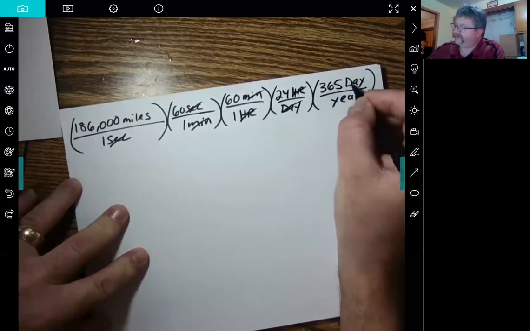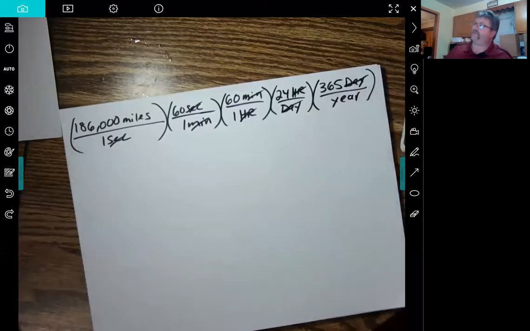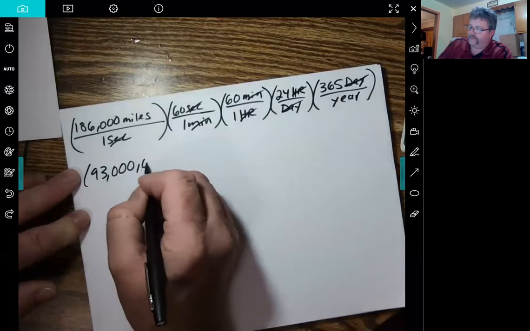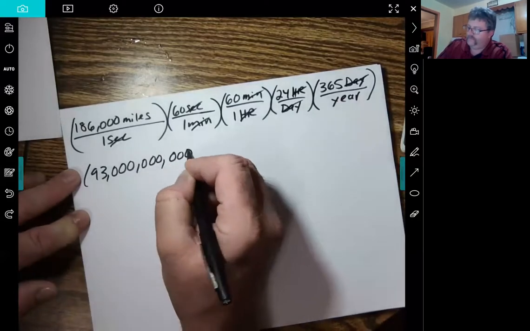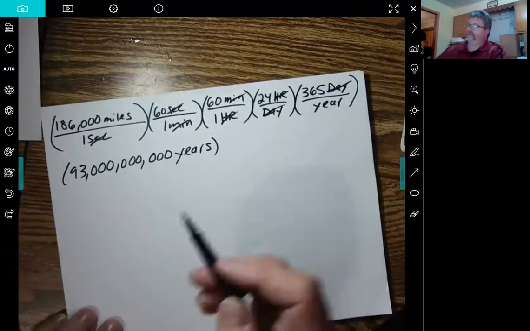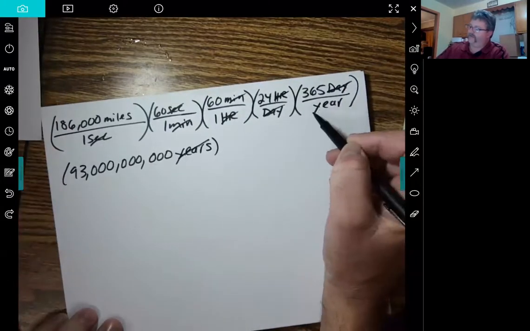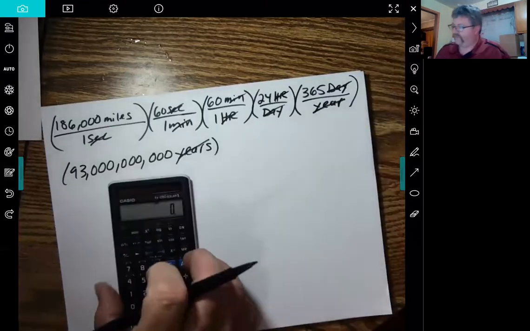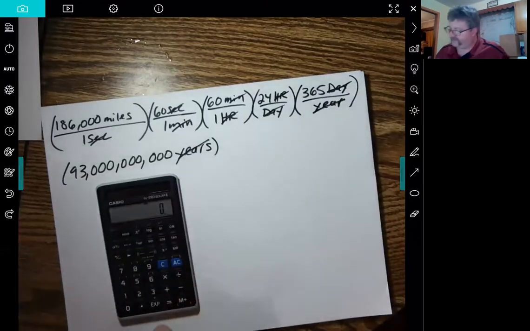The days will cancel, and if I multiply by 365, I now know how many miles light travels in 1 year. Well, now I'm going to multiply that by 93 billion years. Okay, so think of that as being off to the side there. Years are up here in the numerator. It's going to cancel off years down there in the denominator. And the only unit left on the board is miles. That's what I'm looking for. How many miles? All right. What's going to happen to our little calculator? It's going to explode, I think.